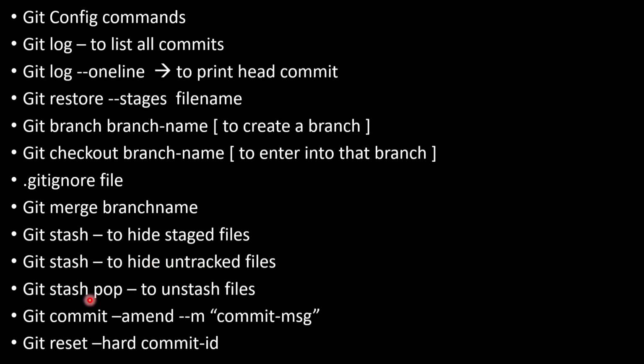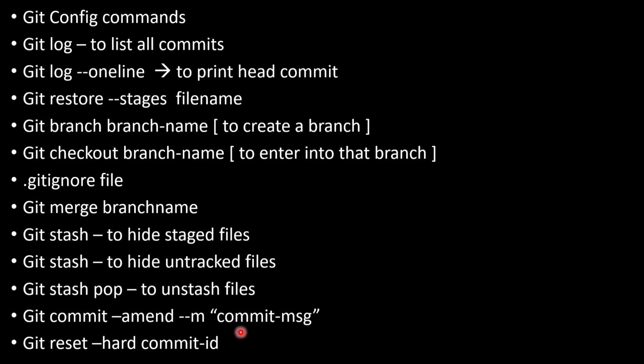So git stash we already covered. And git stash pop will bring back the hidden files to the normal stage. And for hiding untracked files, git stash will hide only staged files. In order to hide the untracked files, we use -u. Hyphen u, I missed it.